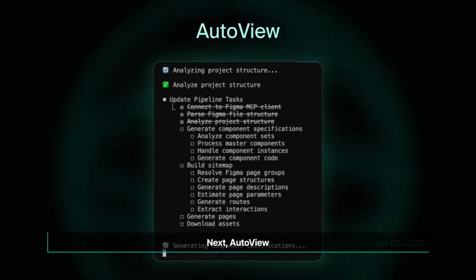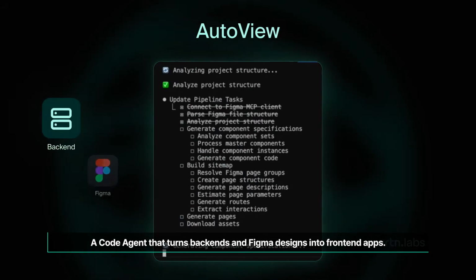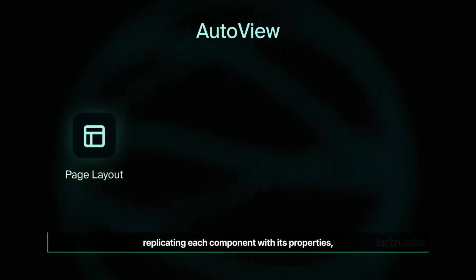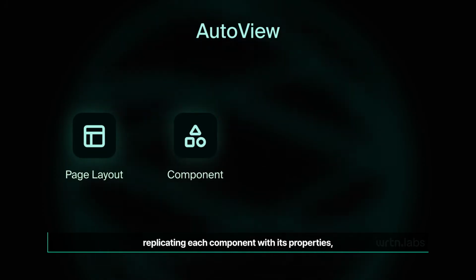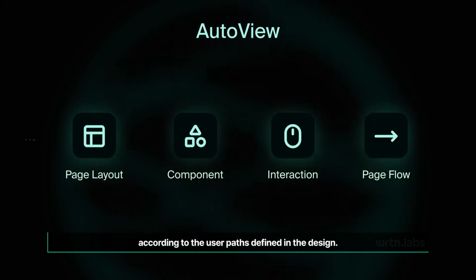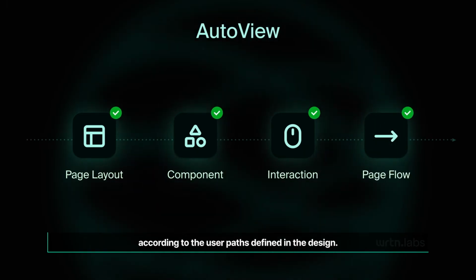Next, AutoView, a code agent that turns backends and Figma designs into front-end apps. It goes beyond simple page layouts, replicating each component with its properties, applying interactions at the code level, and even connecting page flow automatically according to the user paths defined in the design.